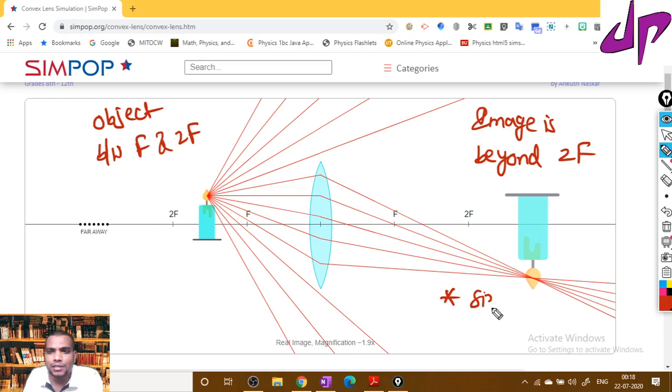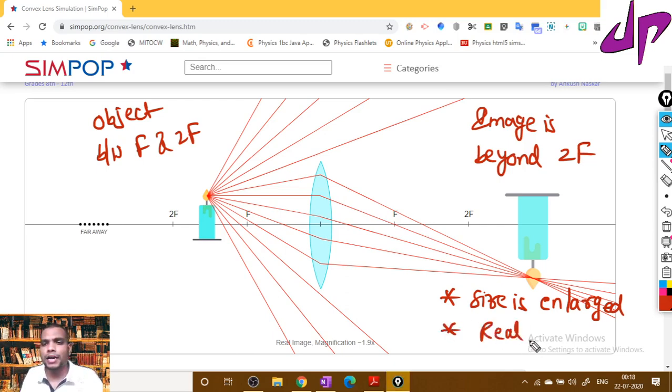Now we can write the nature of the image. First, the size is enlarged, so it means bigger than the object, and the image is real and inverted. So if the object is between f and 2f, the image forms beyond 2f, and the image is enlarged, meaning bigger in size, and the nature of the image is real and inverted.